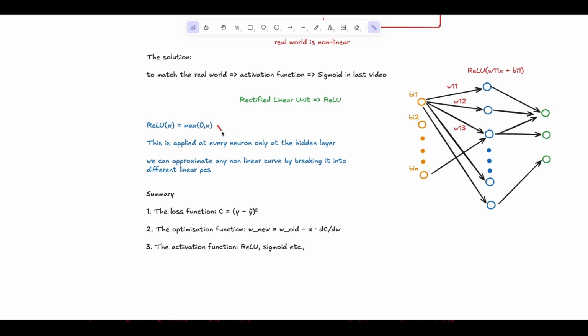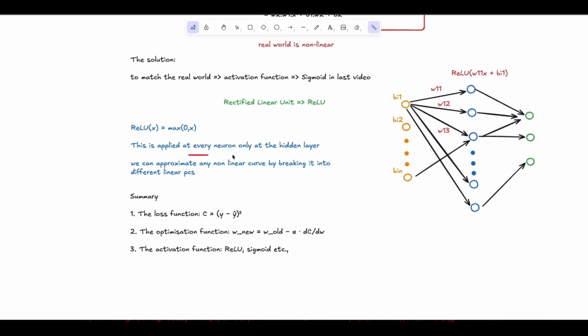ReLU of x equals the maximum of 0 and x. That means if x is positive, output x. If x is negative or 0, output 0. This tiny function applied at every neuron in every hidden layer, only to hidden layer neurons, not every neuron in the network, is what allows a deep network to learn complex non-linear patterns. Here's the intuition. The real world is non-linear, but we can approximate any non-linear curve by breaking it into many small linear pieces. That's exactly what a neural network does. Each neuron handles a small linear piece, and together they form the bigger non-linear picture. ReLU is what enables that.